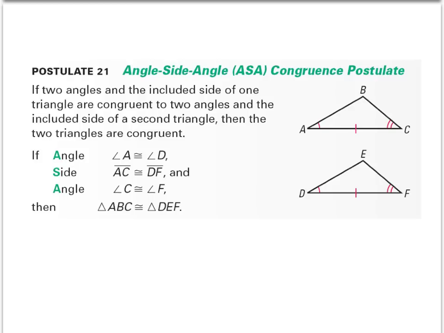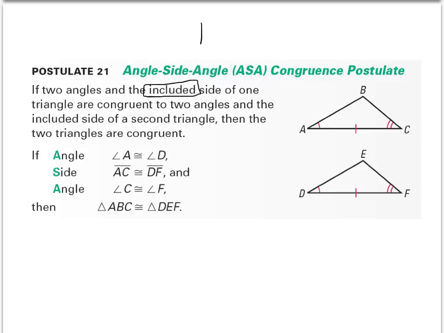So the first postulate we're going to learn is the angle-side-angle congruence postulate. And similarly to the last section, there is one key word that I want to highlight in this definition. That's the word included. So the postulate states if there are two angles and one included side on one triangle that are congruent to two angles and the included side of a second triangle, then the two triangles are congruent. So it's crucial for you to understand the concept about this included side.